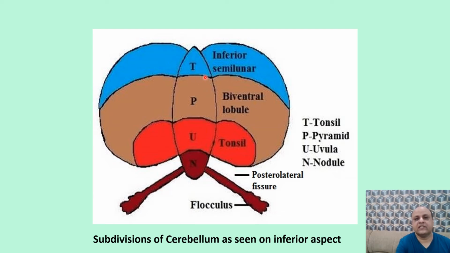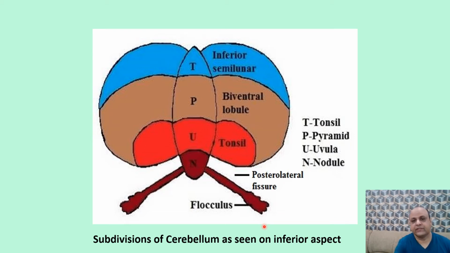Corresponding to tonsil, we have the inferior semilunar lobule on each side. Corresponding to the pyramid, we have the biventral lobule on each side. Corresponding to the uvula, we have the tonsil on each side. So this tonsil we have in the cerebellum also. One tonsil we have in the neck and one tonsil in the cerebellum. And then we have the nodule, and corresponding to the nodule, the part of the cerebellum is the brush bottle shaped part, which is referred to as the flocculus.